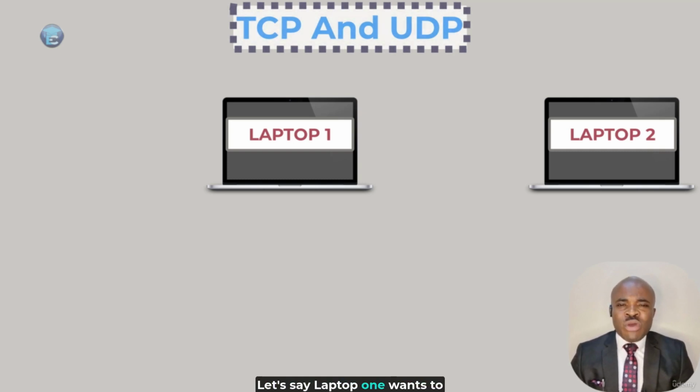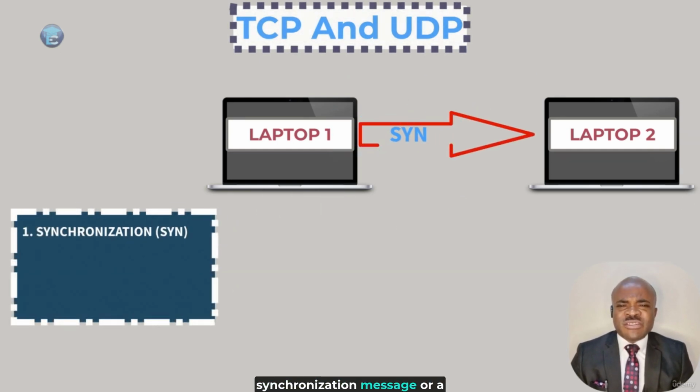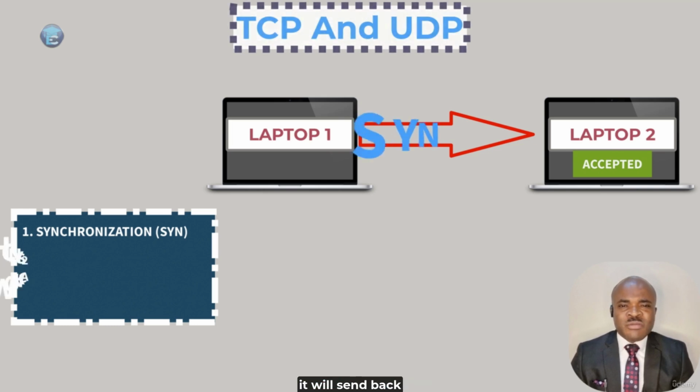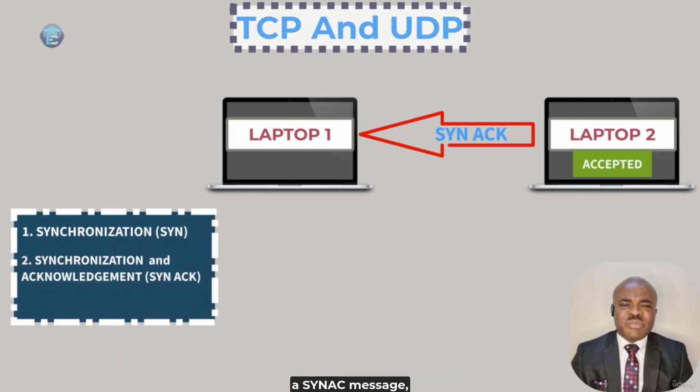Let's say laptop 1 wants to start a session with laptop 2. Laptop 1 will first send a synchronization message, or a SYN message, to laptop 2. This is basically to request the beginning of a TCP session. Laptop 2 is going to acknowledge that it has received the message from laptop 1, and if it agrees to start a TCP session with laptop 1, it will send back a SYN-ACK message. In other words, a synchronization acknowledgement message.